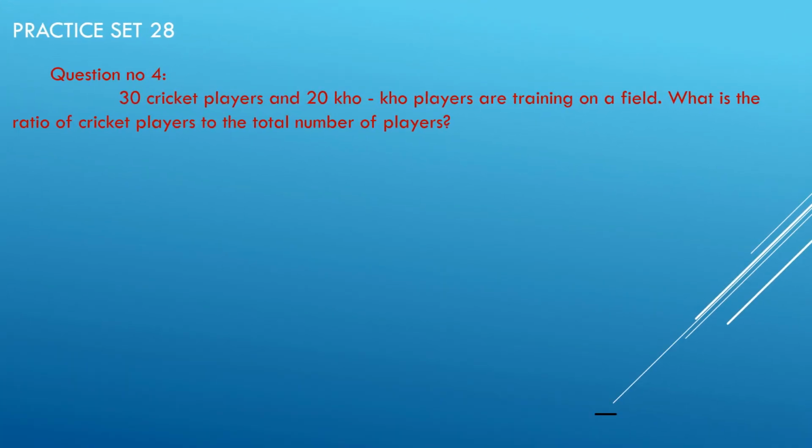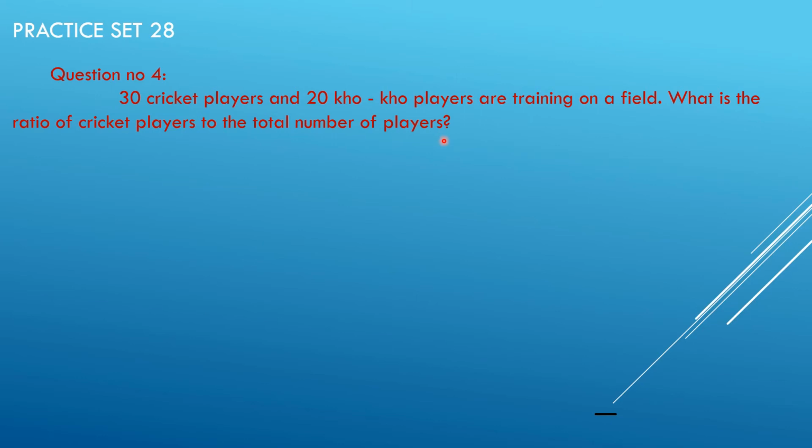Question number 4. 30 cricket players and 20 Kho players are training on a field. What is the ratio of cricket players to the total number of players? In this question, first we have to find the total number of players, and then after that find the ratio of cricket players to the total number of players.